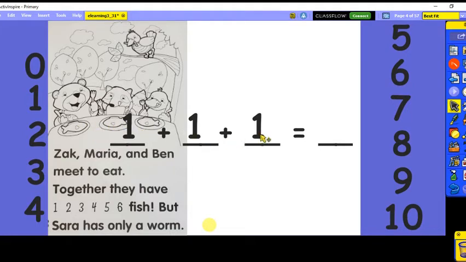1 plus 1 plus 1 equals 3. So let's look right here. Together they have 3 fish. Now we're looking for how many fish there are. Do we count the worm? We don't. Don't count the worm as a fish.